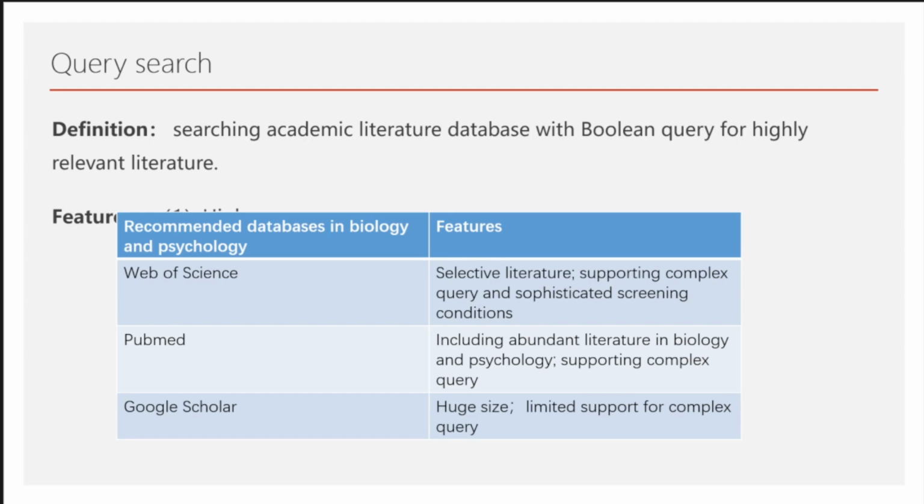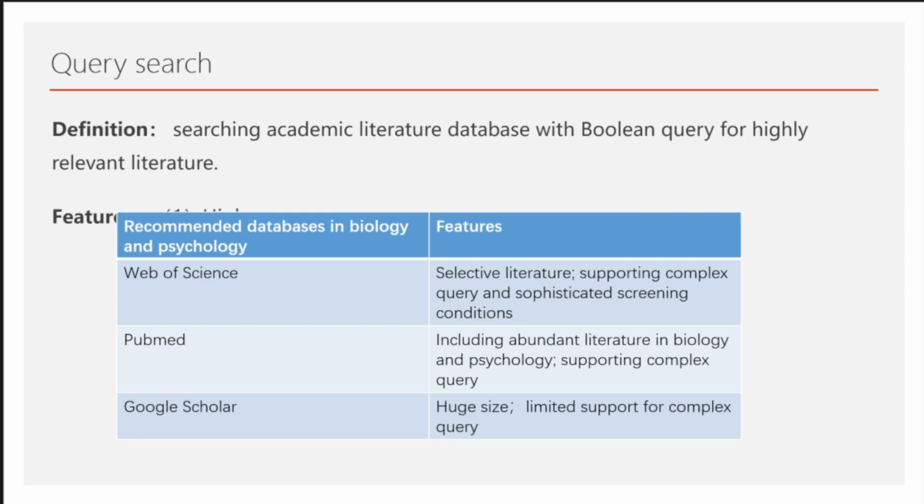For biology and psychology, I recommend the following databases. First, Web of Science. This database includes articles from influential academic journals, and it also supports complex queries and sophisticated screening conditions. The next is PubMed. It includes abundant literature from psychology and biology and supports complex queries.